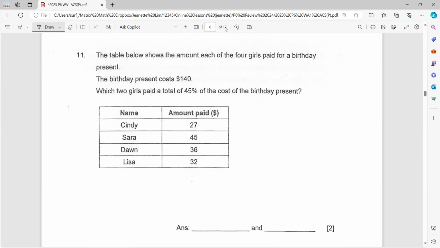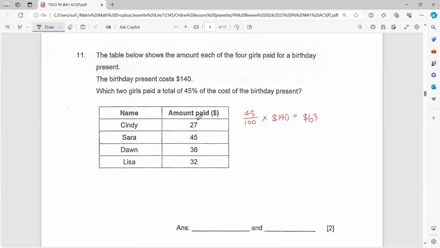So to find out what's 45% of 140, you will take 45 over 100. So this is your 45% times $140. Use your calculator, and this will give us $63. So we need to find which 2 girls actually paid $63.